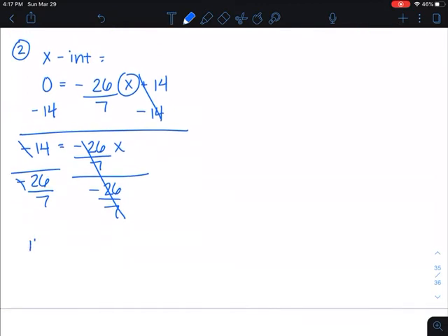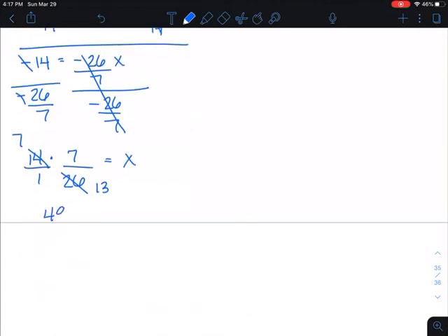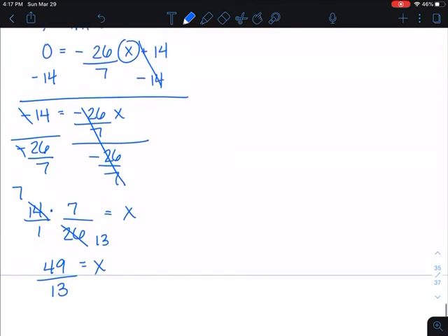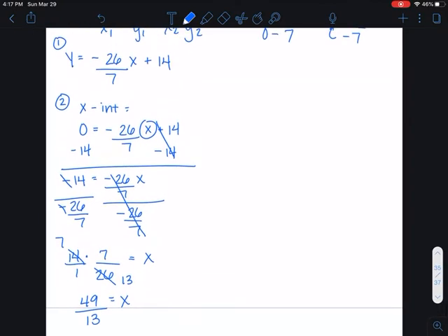Your negatives will cancel. So you have 14 divided by 26 over 7, which we're going to do keep, change, flip. So I'm going to multiply that by 7 over 26. I got the imaginary 1 here, which is going to be equal to x. This can become 7, this can become 13. So we have 49 over 13. It's going to be equal to x. So that's going to be your x-intercept.